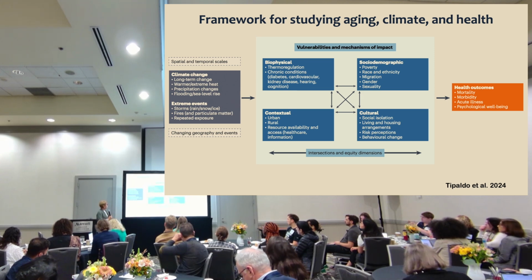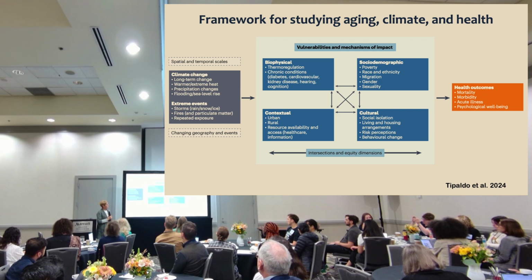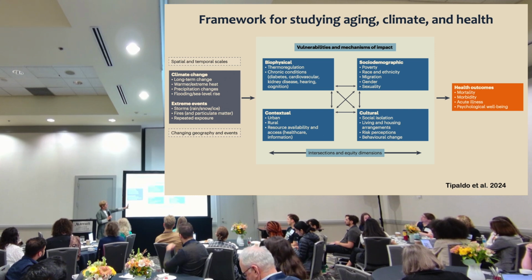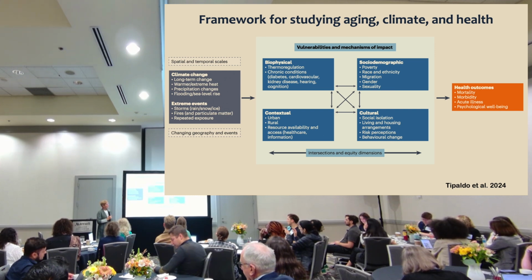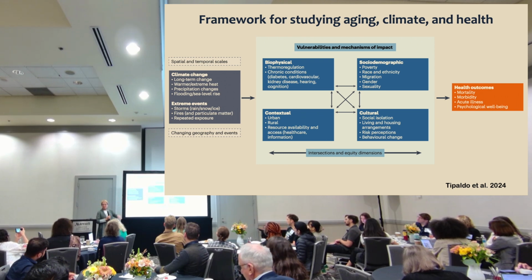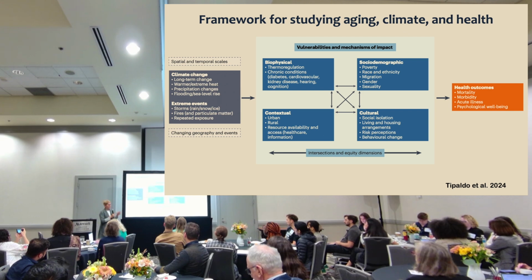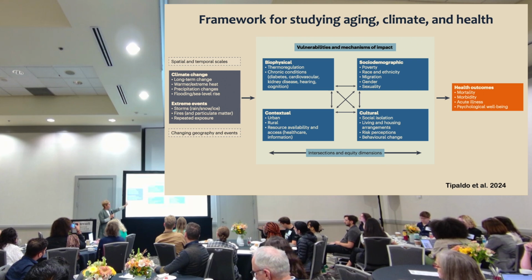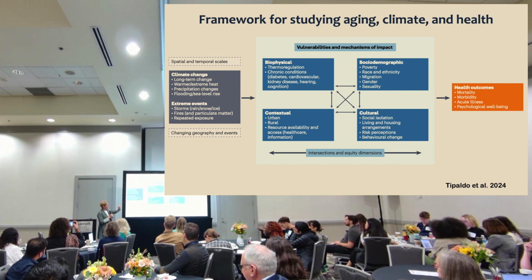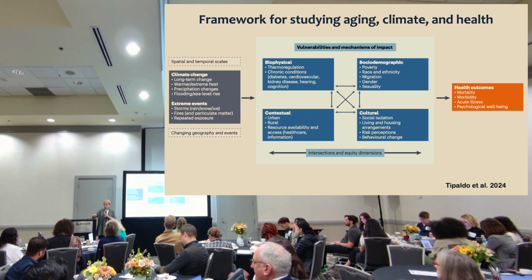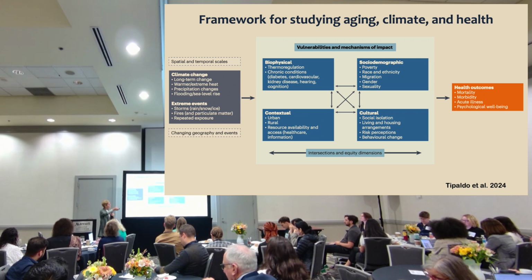This is a framework that was just published a few days ago for studying aging, climate, and health. It's very similar to other figures in this field, showing the interactions of vulnerabilities and mechanisms for impact. It's a little bit linked to a particular figure because the interactions are, of course, but it gives you a sense, again, of thinking through the various shifts that are taking place demographically in the context of climate change and health and how that can influence the outcomes observed.